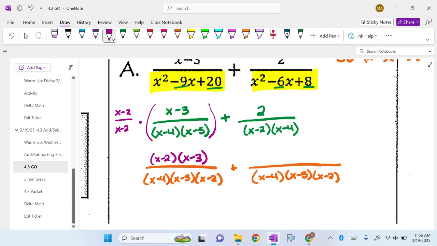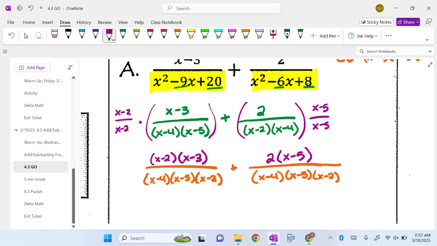Then, what do we need to multiply over here? What's missing from the denominator? X minus 5. So we're going to multiply x minus 5 over x minus 5. So we get 2 times x minus 5 on top.